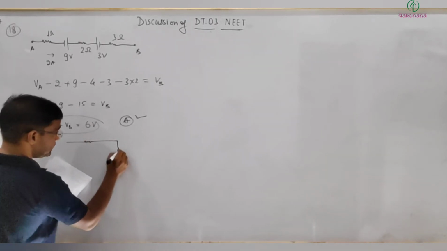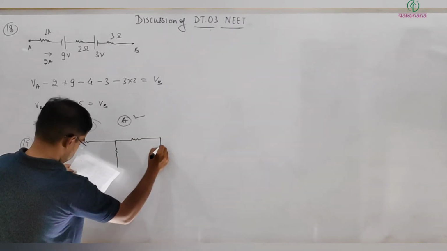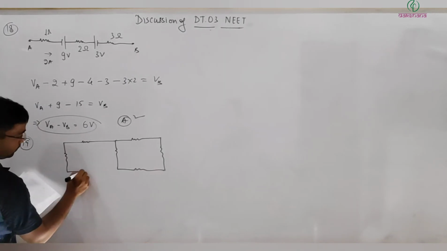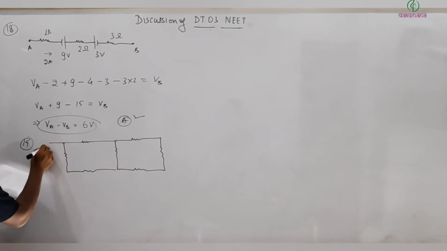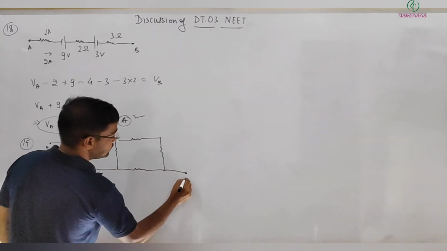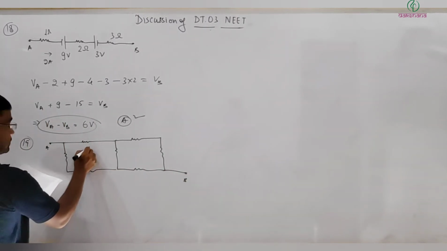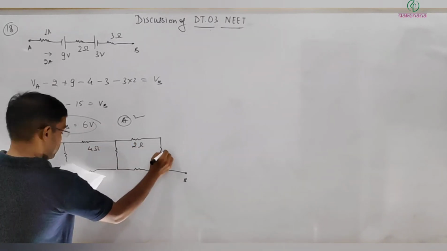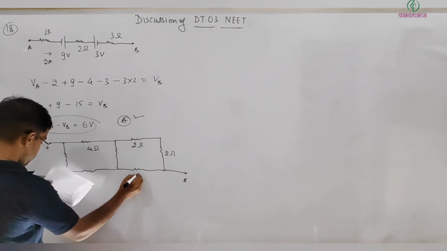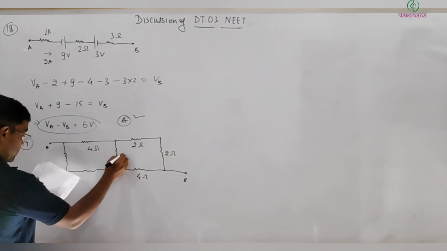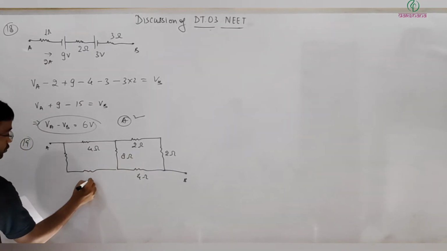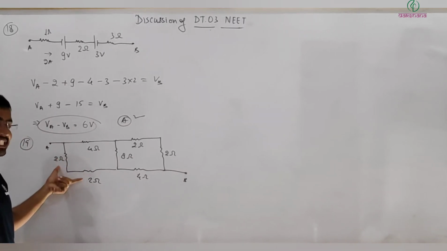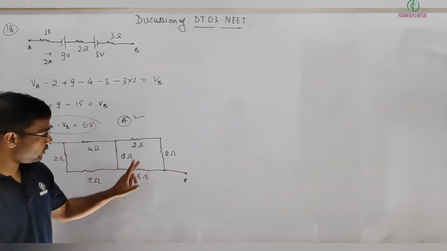This is point A, and it's point B, and here resistance, here it's 4 ohm, this is 2 ohm, and this is 2 ohm, this is 4 ohm, 8 ohm, 2 ohm, and it's 2 ohm. So now listen, 4 ohm, 2 and 2, this is in series, also 4, 2 and 2, 4, and this is also 4.